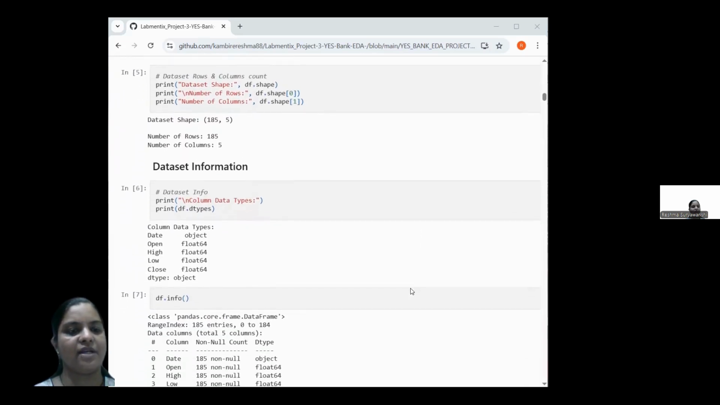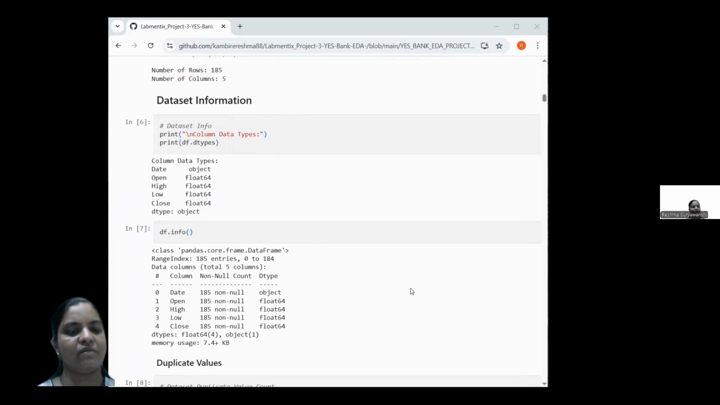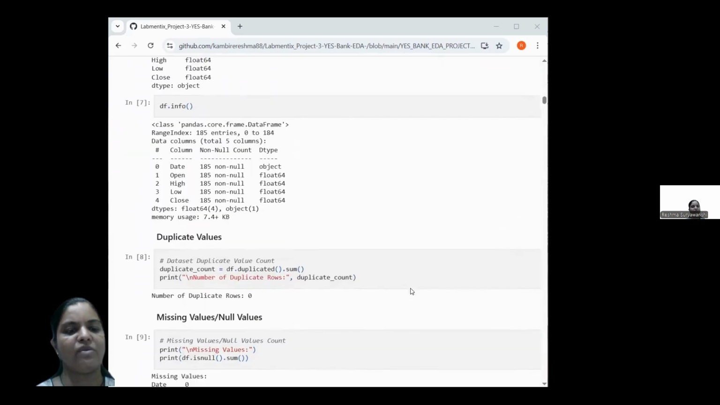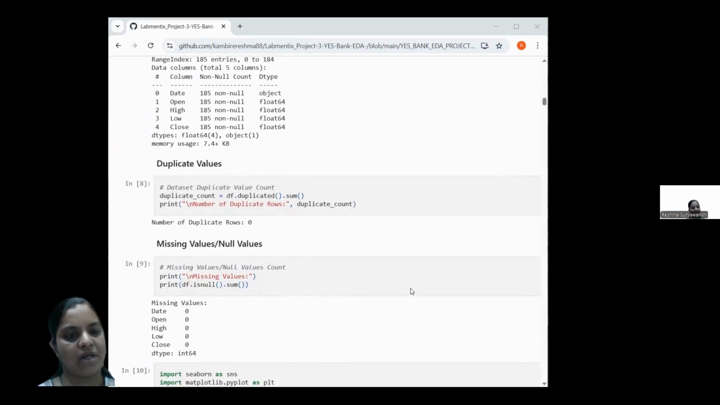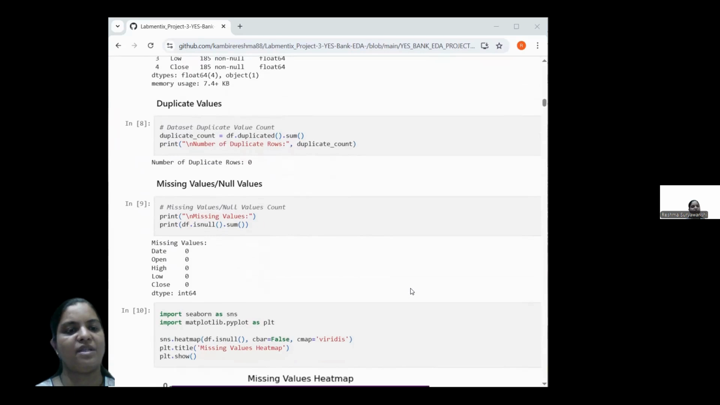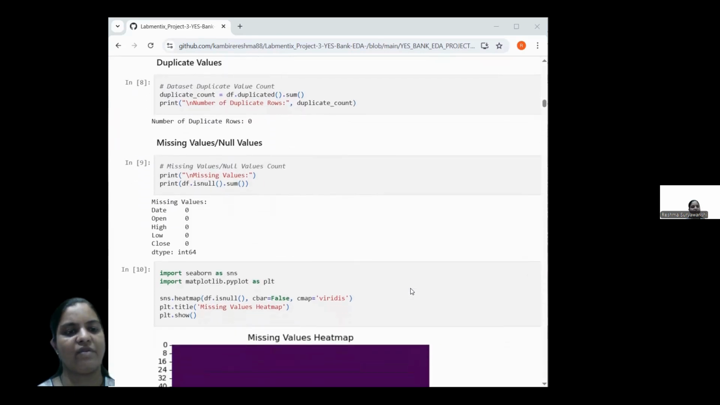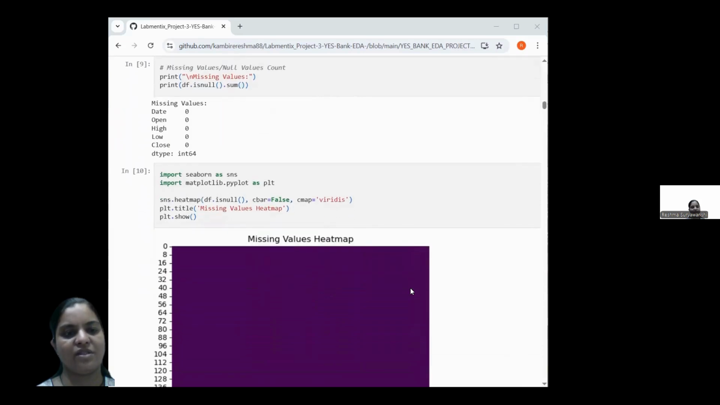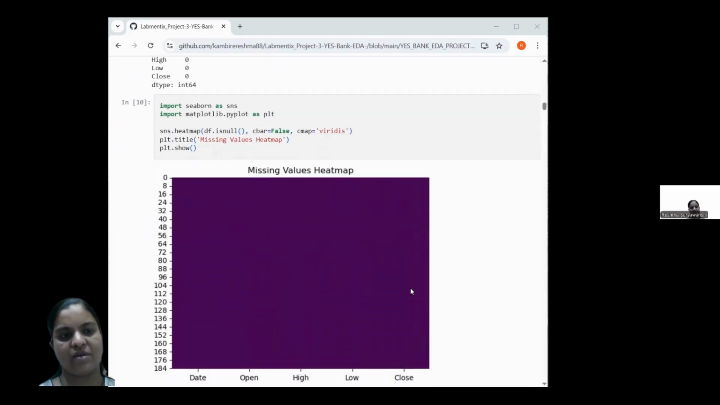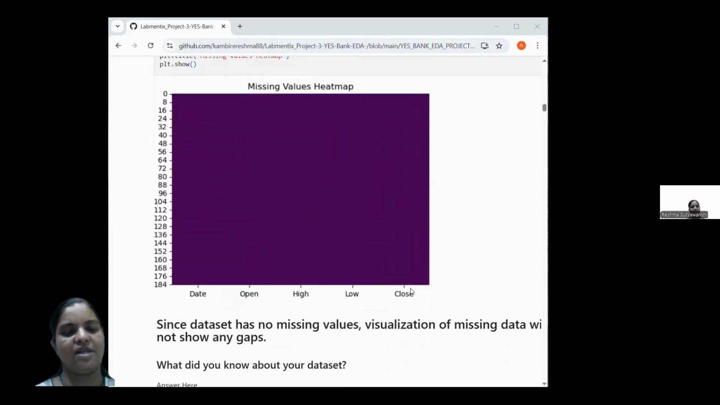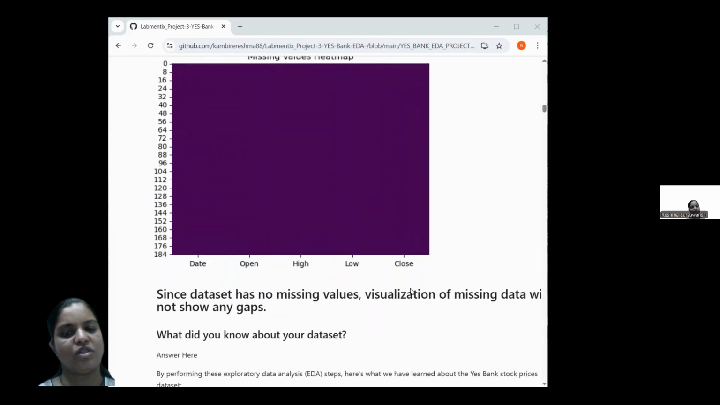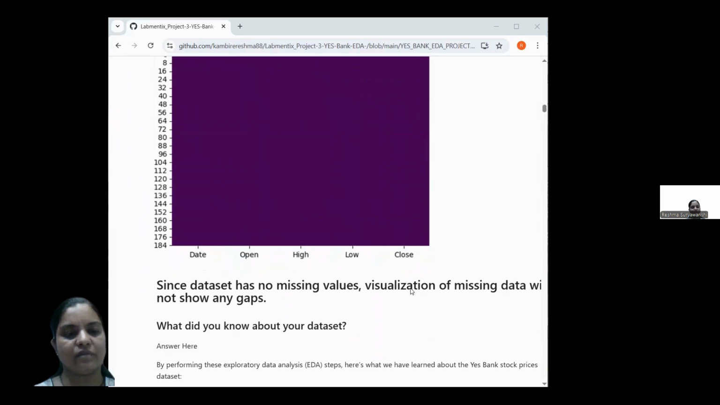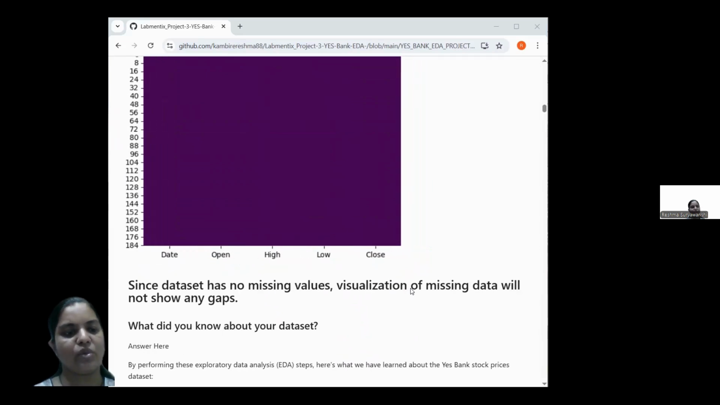We will get dataset information with df.info. We find out duplicate values, where the number of duplicate rows is 0. Then missing values or null values, and we will find out the visualization of missing values. Since the dataset has no missing values, the visualization of missing data will not show any gaps.